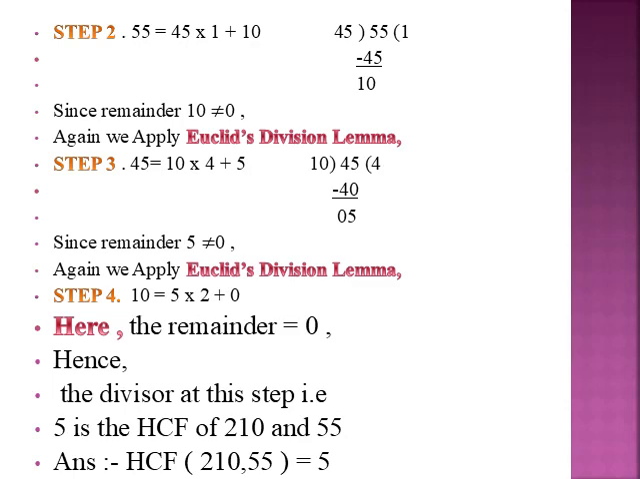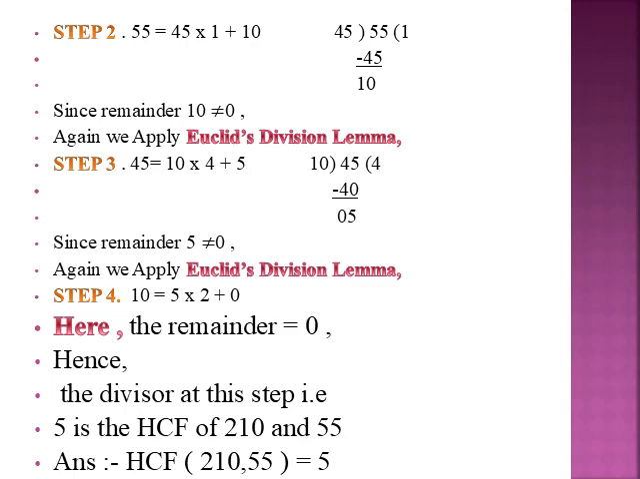Now again here 45 divided by 10 becomes quotient 4 and remainder 5. So here the remainder again is not equal to 0, so again we have to apply Euclid division lemma. And in the fourth step you will get 10 equals 5 multiplied by 2 plus 0, means the remainder is 0. Hence the divisor at this step, that is 5, is the HCF of 210 and 55. So dear students, the step at which you will get remainder as 0, the divisor of that step is nothing but the HCF of the two given numbers.